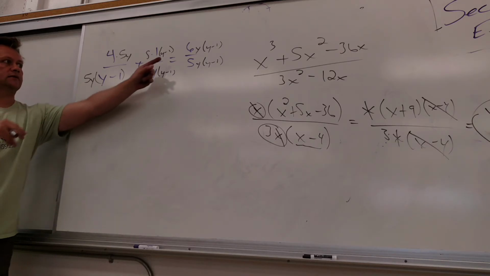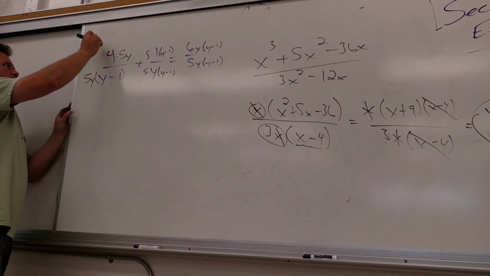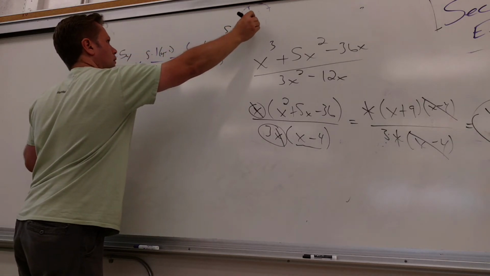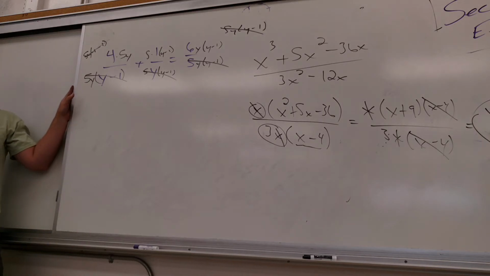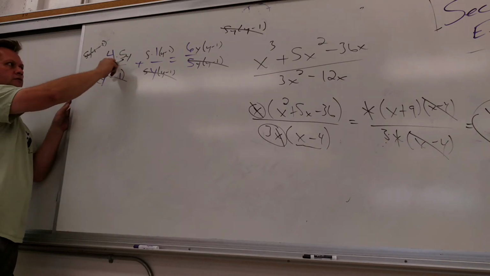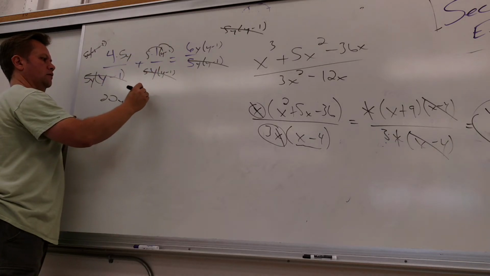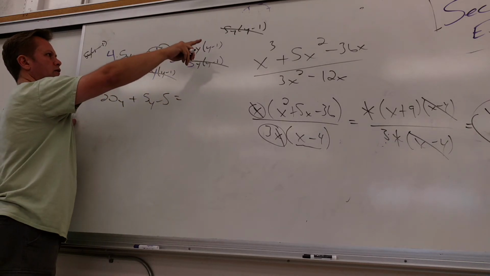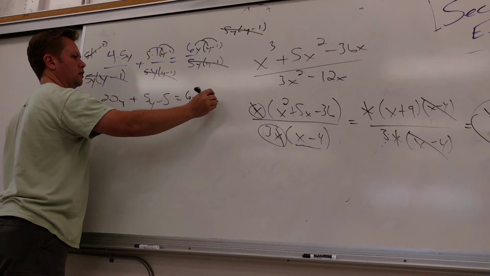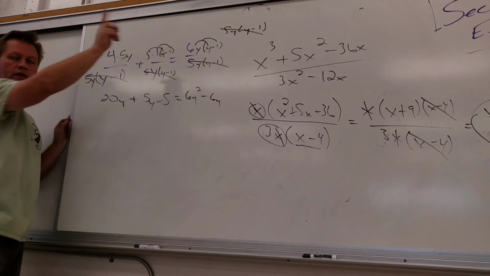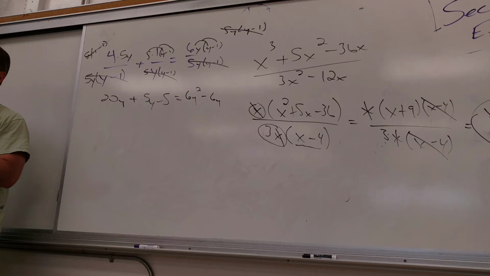Right, and now, because it's an equation, only because it's an equation, I can multiply both sides by this, and it cancels. And now it looks a lot better. I have 20y, y squared minus 5. Now you just move everything over that way, blah, blah, blah. Get it equal to 0 because of the squared, right? Does that sound familiar?